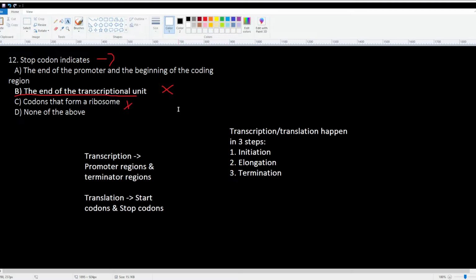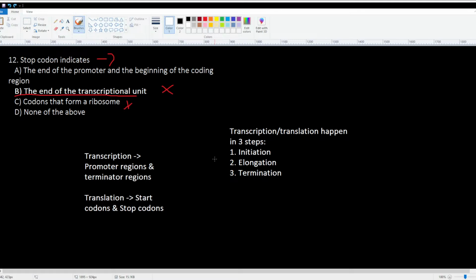Basically, we have to initiate transcription, and then we have to elongate the mRNA, and then we have to terminate the sequence so we don't go over what we need. That's the formation of the mRNA, right? And for translation, we have to initiate the start of translation. We have to elongate the amino acid chain, and then we have to terminate the amino acid chain once we hit the stop codon. So these two processes happen differently, but they happen in the same three steps.